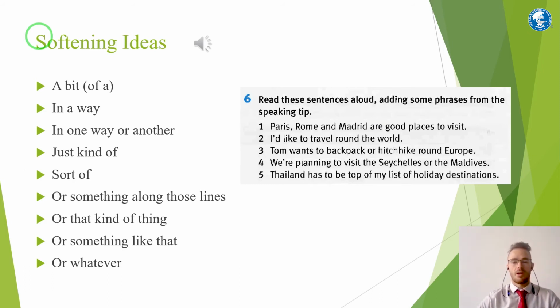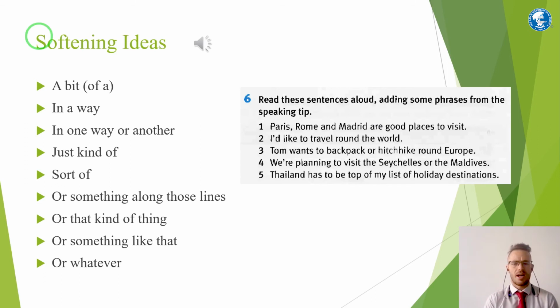Okay, so one example we could do, let's have a look at sentence 1. Paris, Rome and Madrid are good places to visit. We could add something like, or that kind of thing. Okay, Paris, Rome and Madrid, or that kind of thing are good places to visit. That now means that we're not kind of limiting our options to just Paris, Rome and Madrid. We're just sort of maybe generally talking about European cities.